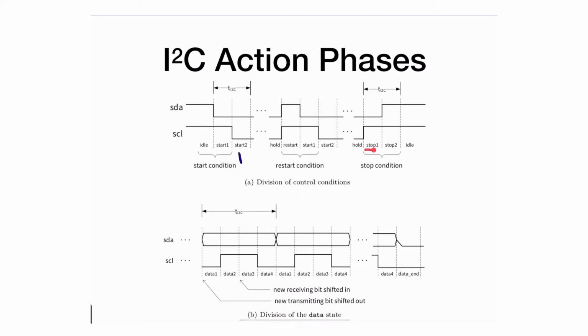We have a couple clock cycles in here, stop 1 and stop 2. Okay, and you can see how the clock is high and how the data is low in that. And again, we are changing the data where the clock is high, and that indicates that it's a start or a stop condition.